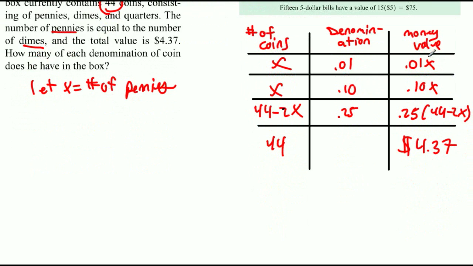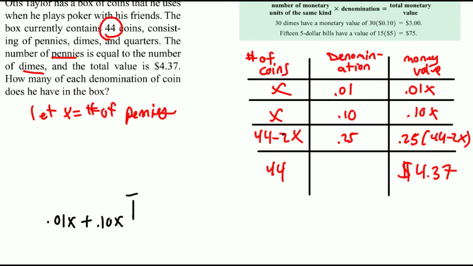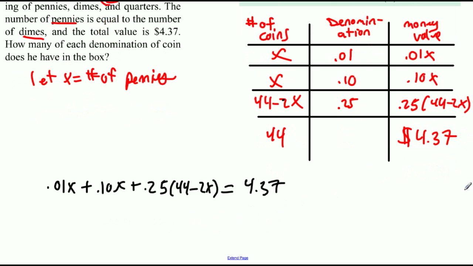We're going to take our money value of our pennies, so 0.01x, plus our money value of our dimes, 0.10x. Hold on there. Computer's acting all crazy. Plus our quarter monetary value, so 0.25 times 44 minus 2x, and that's going to give us a whopping $4.37. Like a long equation right there, but we've got to solve this guy.